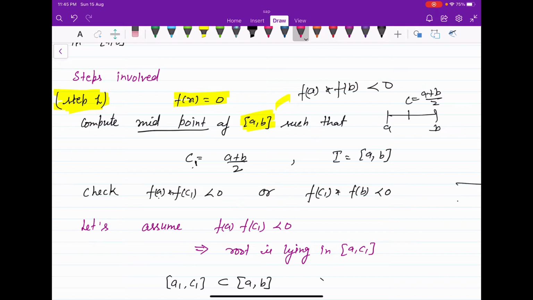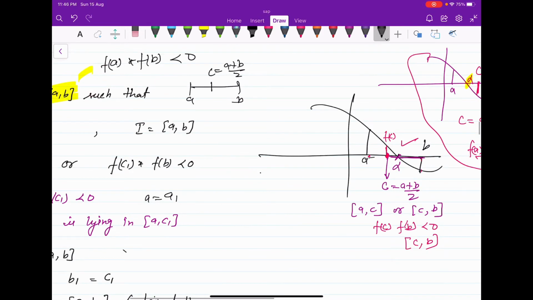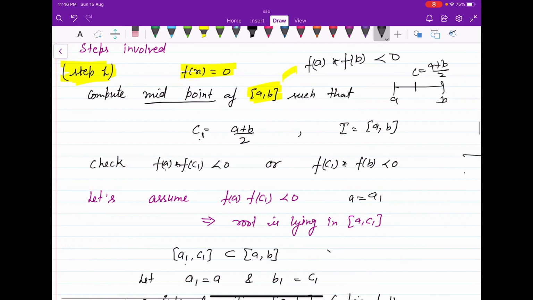To understand this, we will assume that f(a) times f(c1) is less than 0. So the root is lying inside the interval (a1, c1), where we take a1 equal to a. This interval (a1, c1) is a smaller interval, half of the previous interval, so it is lying inside the big interval (a, b).